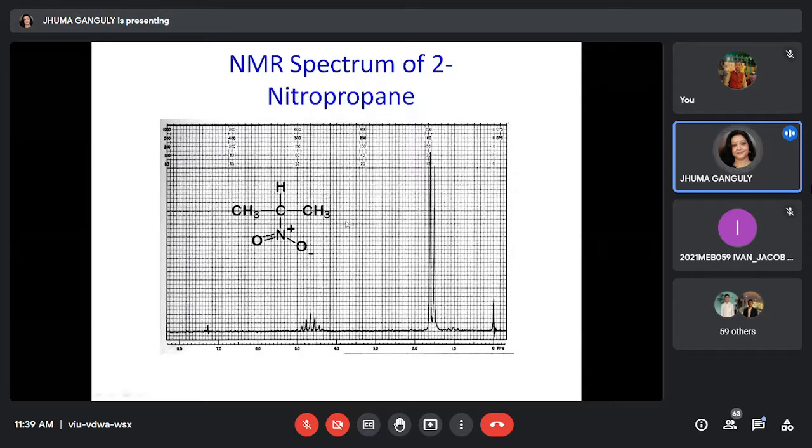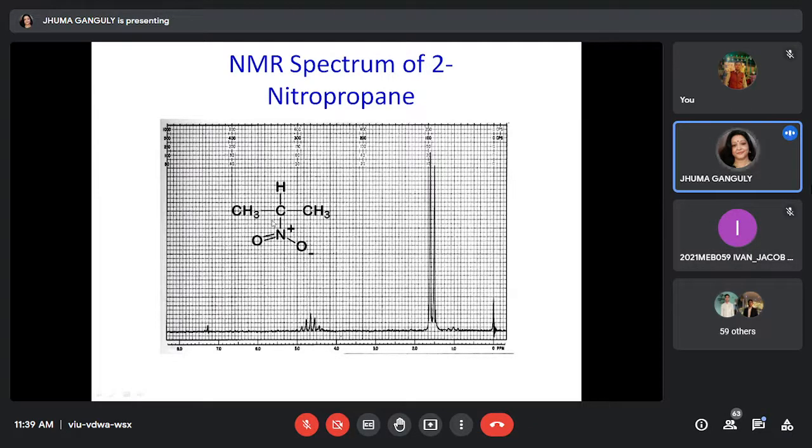H, and how many neighboring protons for this H? Only this one. How many neighboring? 6. So what is the multiplicity according to the thumb rule? Septet. 7. So obviously the value is there.